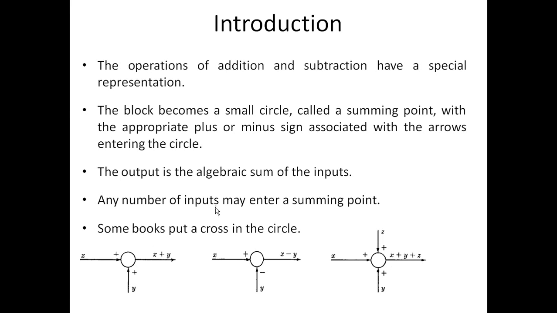Any number of inputs may enter a summing point. So here there is no limitation. We can sum only 2 signals or 3 signals, any number of signals, and it gives the output. So in this case there are 3 signals, x with plus sign, y with plus sign and z with plus sign. So the output is x plus y plus z.